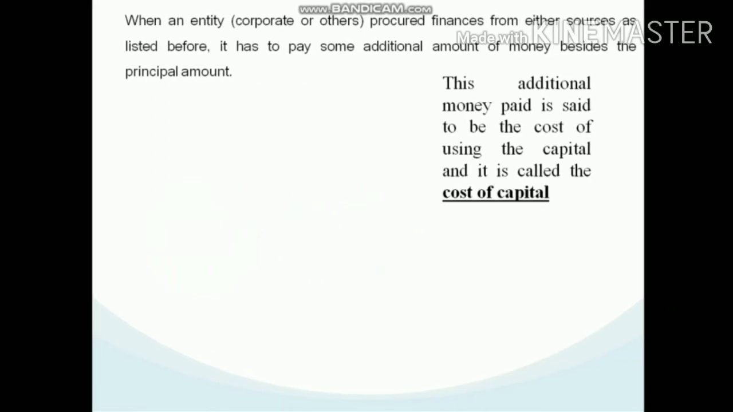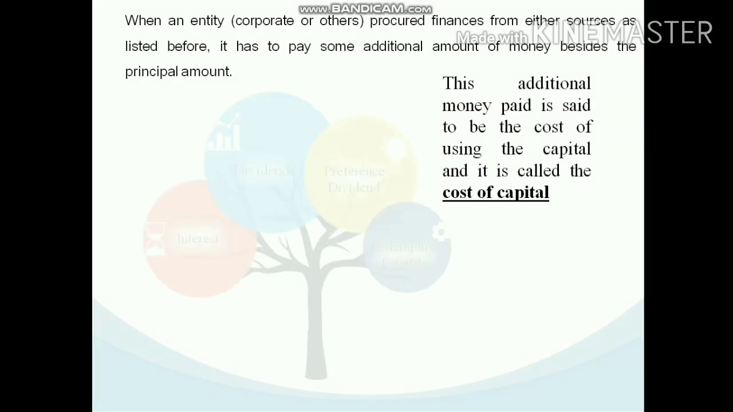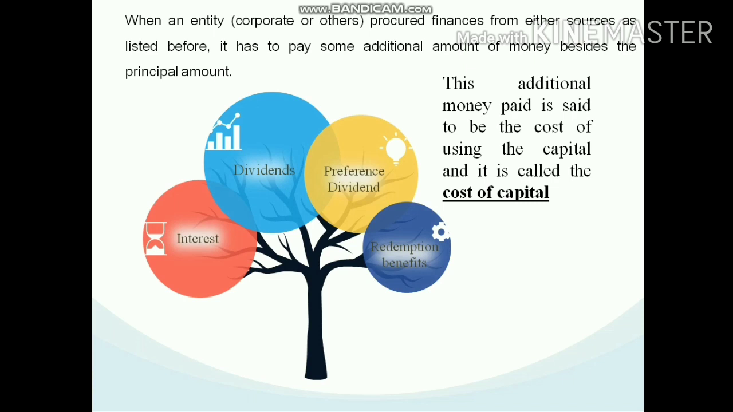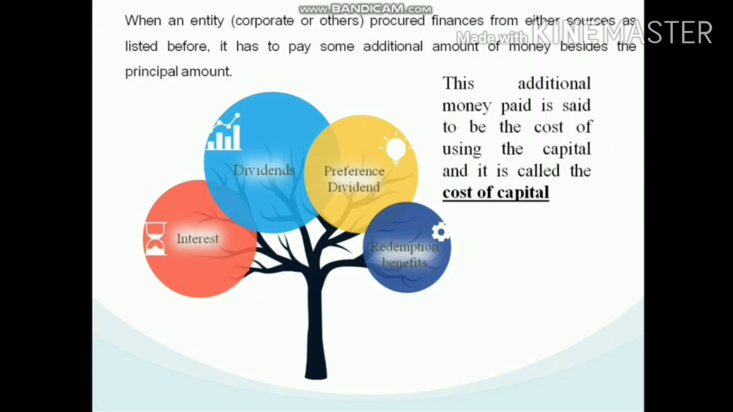So now let's see what constitutes the cost. When an entity procures finance from either of the sources listed before, it has to pay some additional amount of money besides the principal payment. It can be interest in case of debentures, or else it can be dividend in case of equity share capital, and so on. So this additional amount of money paid is the cost of capital.